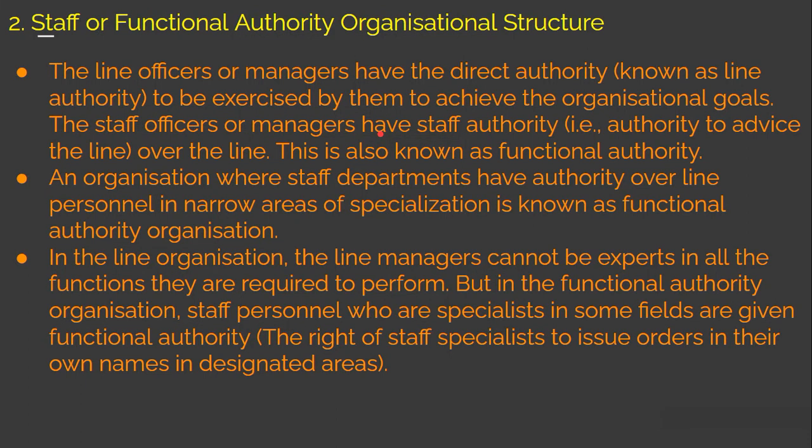Now students, the line officer in a functional authority structure or a managers have a direct authority, and that is known as line authority, that is to be exercised by them to achieve the organizational goals, whereas the staff officers or a manager have a staff authority, and that authority is only just to advise the line officers over the line. And that authority is known as the functional authority, and they are just helping hand to line officers. So an organization where staff departments have authority over line personnel in a narrow areas of specialization, which is known as functional authority organizations.